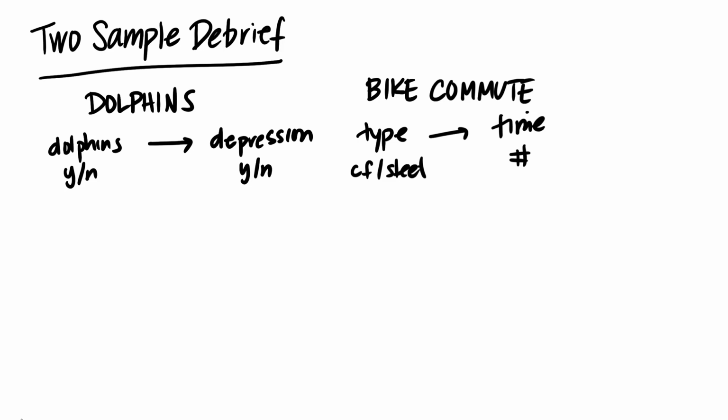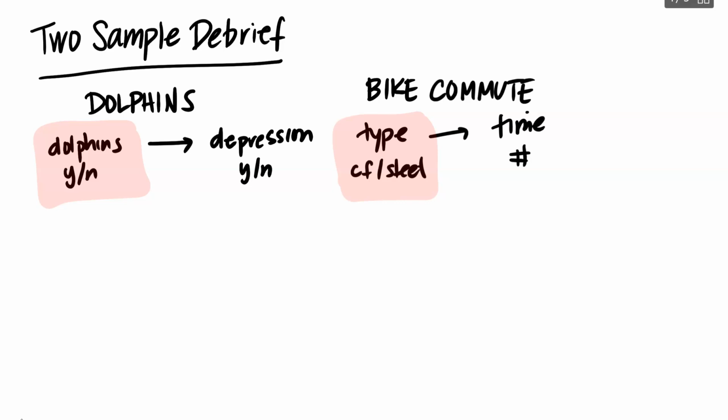So we got our first example of two samples. The reason we have two samples is that in both of these, our explanatory variable broke everybody into two groups. In the first one, it took all of the subjects in our experiment and split them into two groups, whether they swam with dolphins or without. In the second one, a researcher was flipping a coin to decide which bike to ride to work, and there were only two options.